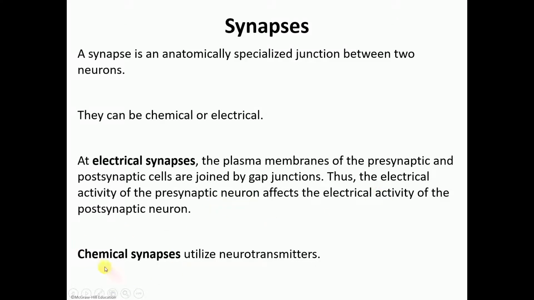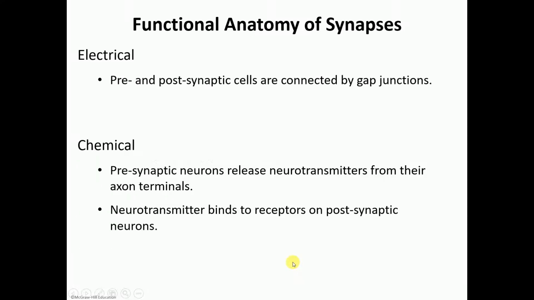A chemical synapse is different. In a chemical synapse, there is an actual gap between the pre and the postsynaptic neuron, and we need to overcome that gap through the use of a neurotransmitter. And we'll see how that happens.